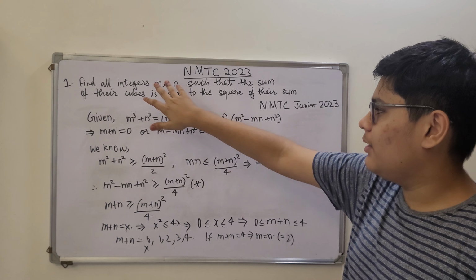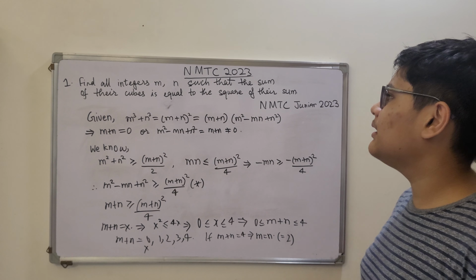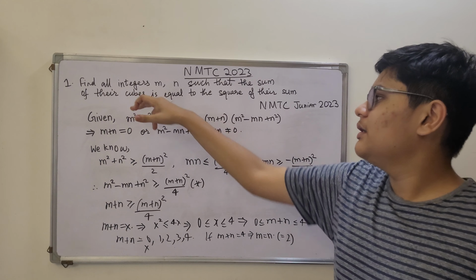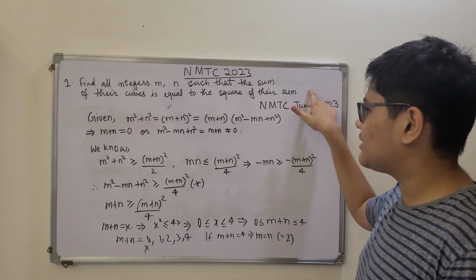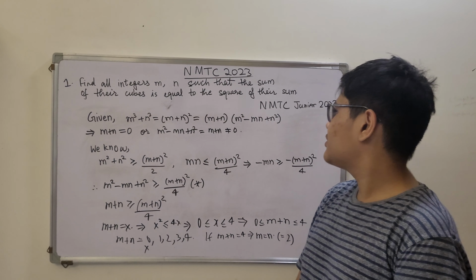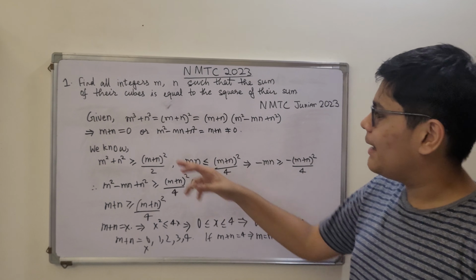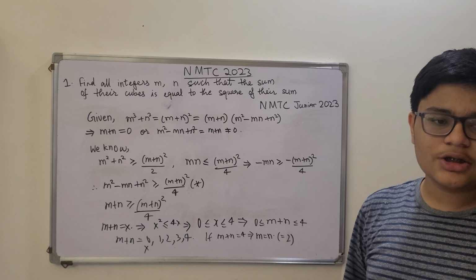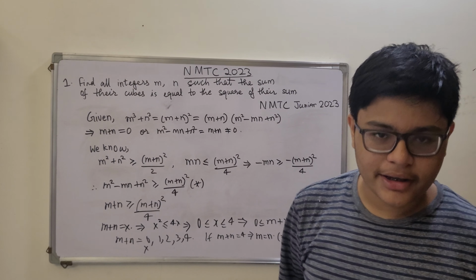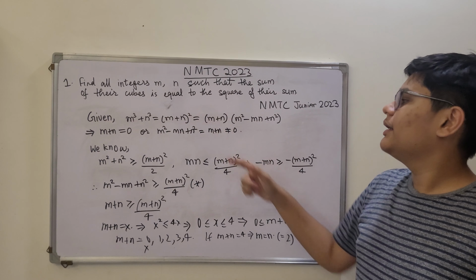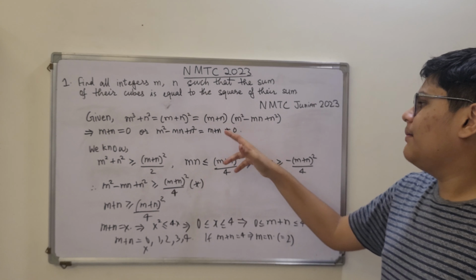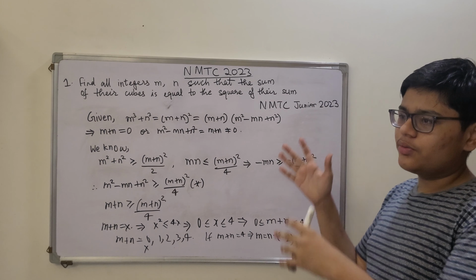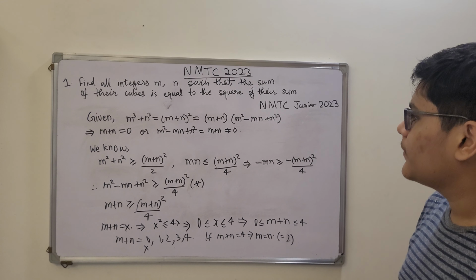We need to find all integers m and n such that the sum of their cubes is equal to the square of their sum. So let's start. The sum of the cubes is m cube plus n cube, and the square of their sum is m plus n whole squared. Now m cube plus n cube equals m plus n times m square minus mn plus n square, right? It's a famous identity.